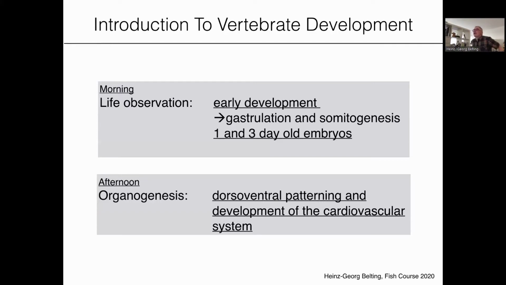Today there are two parts. This morning we do live observations of early development. So we look at embryos and discuss what happens at different stages of embryogenesis. And in the afternoon, we look a little later at organogenesis, and our organ of choice is the cardiovascular system. So we're going to look at different aspects of how blood vessels are formed and how the blood vessels form a network and how the whole circulatory system is being generated in the embryo.